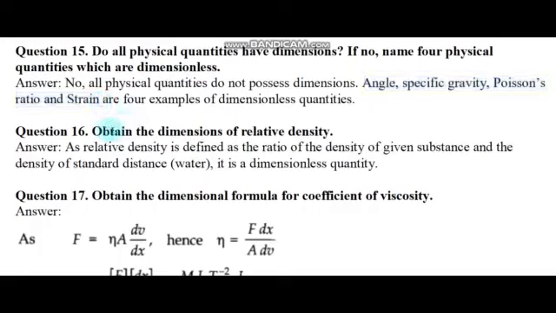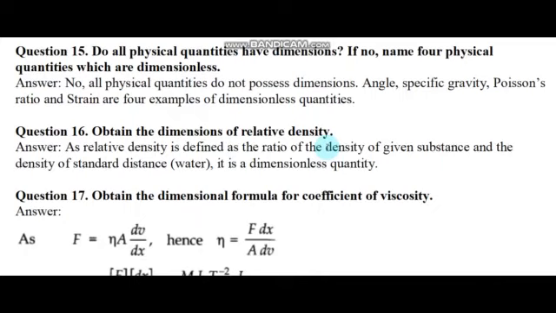Next question. Obtain the dimension of relative density. Relative density, it is a ratio. We are going to relate the substance density with the water. So relative density is the ratio between density of given substance to density of water. For the given substance, say aluminium, we compare the aluminium's density with the water's density. So it is a ratio between density of given substance to density of water.